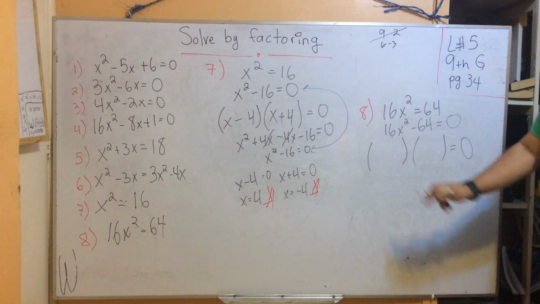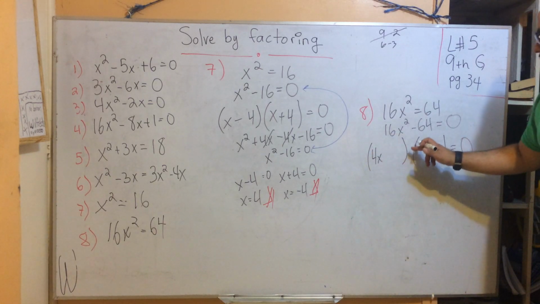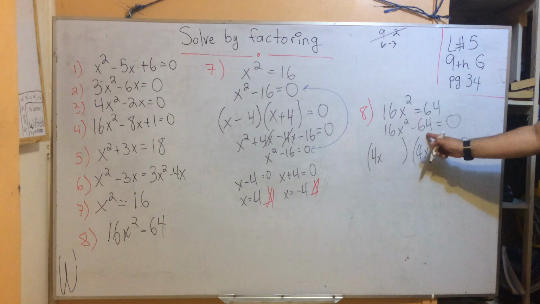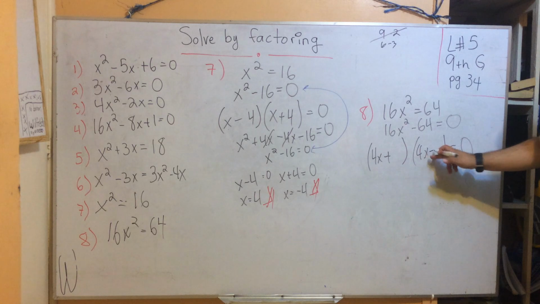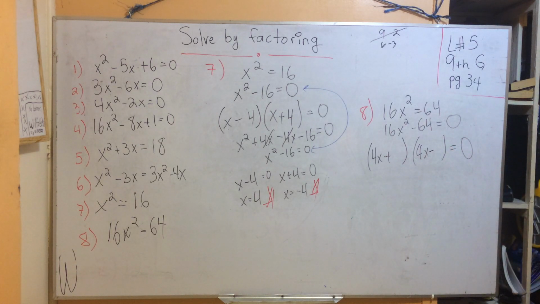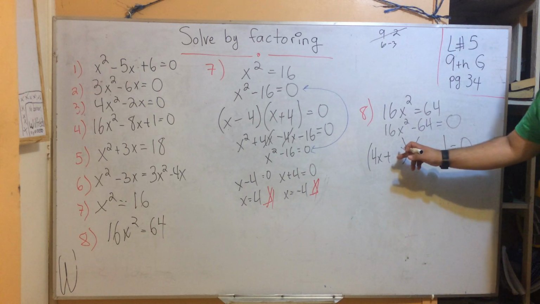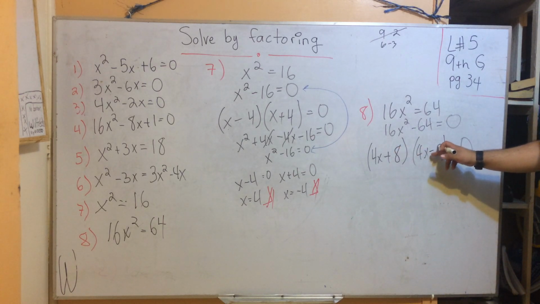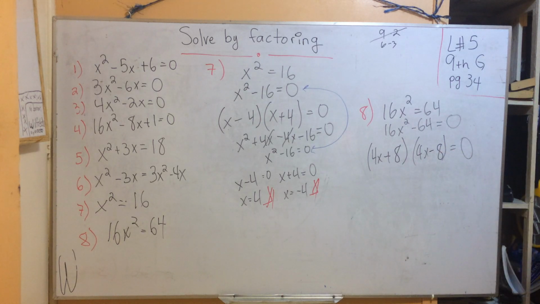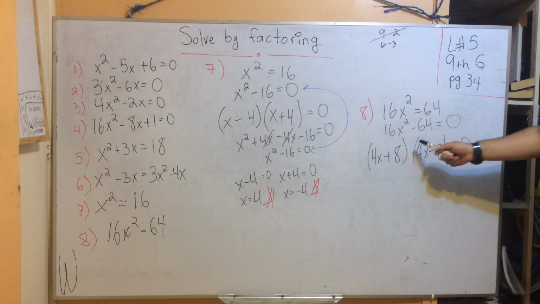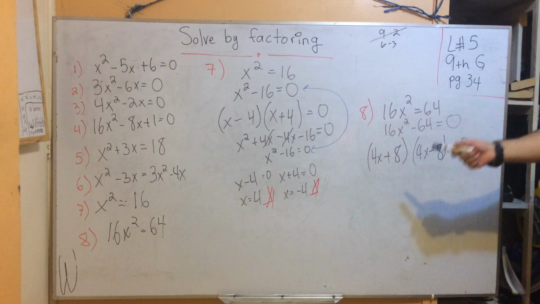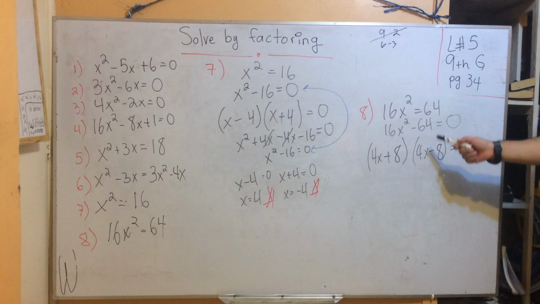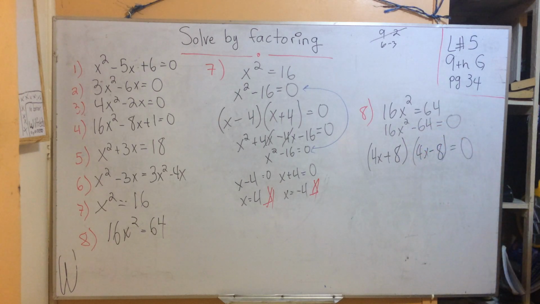Okay, so how do we get to 16? 4x, 4x. How do we get to minus 64? Okay, one plus term, one minus term. Okay, and how do we get to 64? 8, right? 8 and 8. Okay, if you notice, here we have this term, and the middle term would be 0. 8 minus 8, 0, and multiplied, 64.